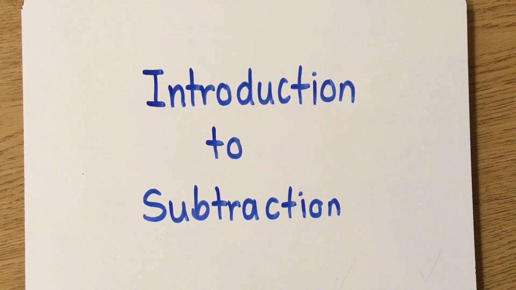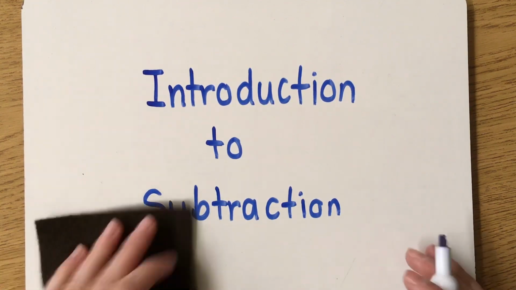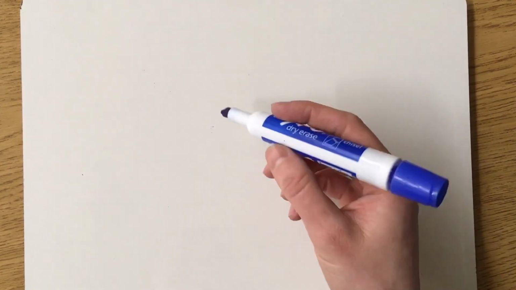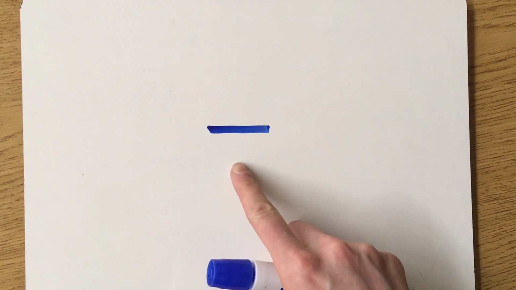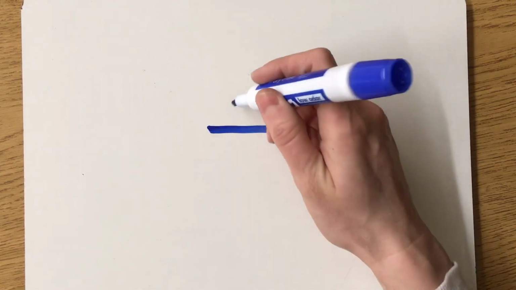Hi everyone, this video is an introduction to subtraction. In subtraction equations, we use a symbol called the minus sign. When you see the minus sign, it means you are getting smaller, not getting bigger. This is the opposite of addition.